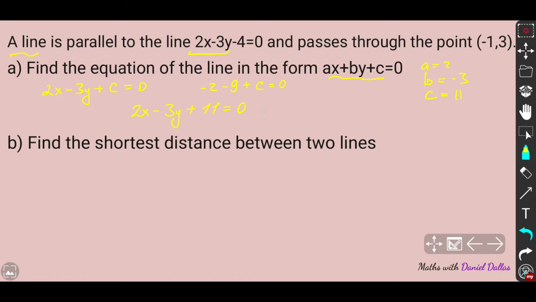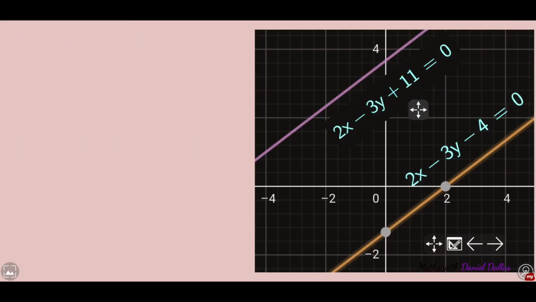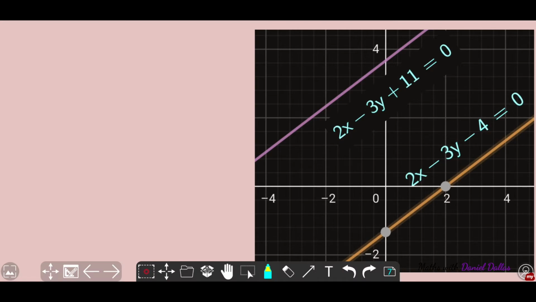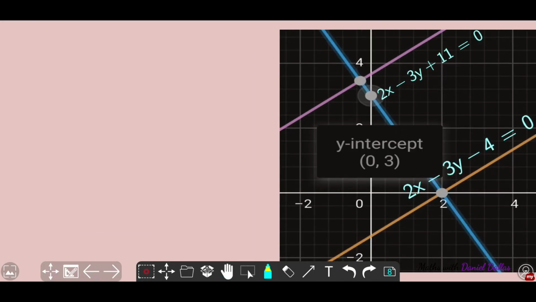Okay, so we established the equation for the line, and we just need to go to part B. We need to find the shortest distance between those two lines. Have a look at this picture. We have the line that we originally had, line L1, and line L2 with the equation that we recently established.